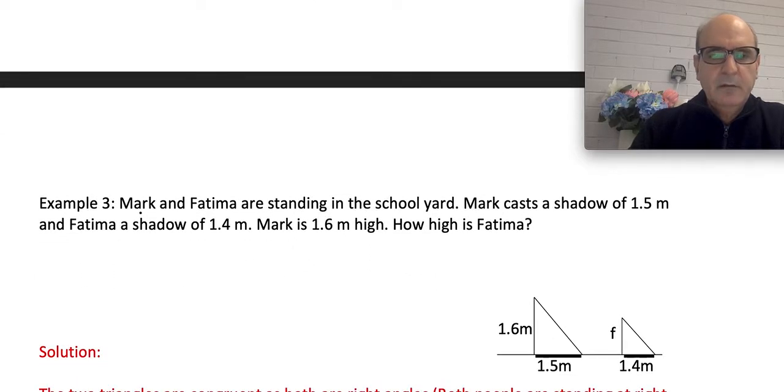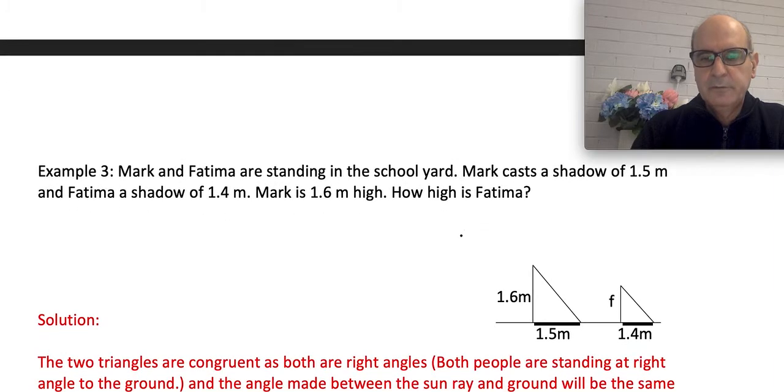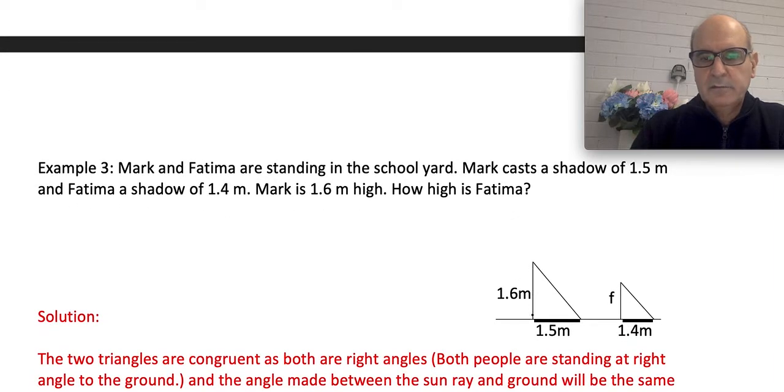Example 3, Mark and Fatima are standing in the schoolyard. Mark casts a shadow of 1.5 meter and Fatima a shadow of 1.4 meter. Mark is 1.6 meter high. How high is Fatima? So this is Mark, who is 1.6 meters, and this is his shadow, which is 1.5 meters. And this is Fatima. We don't know how tall she is. We called it F. And then her shadow we know is 1.4 meters.